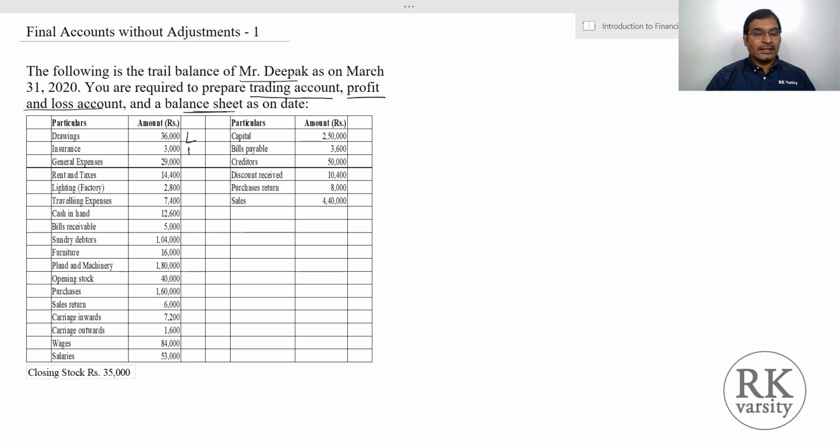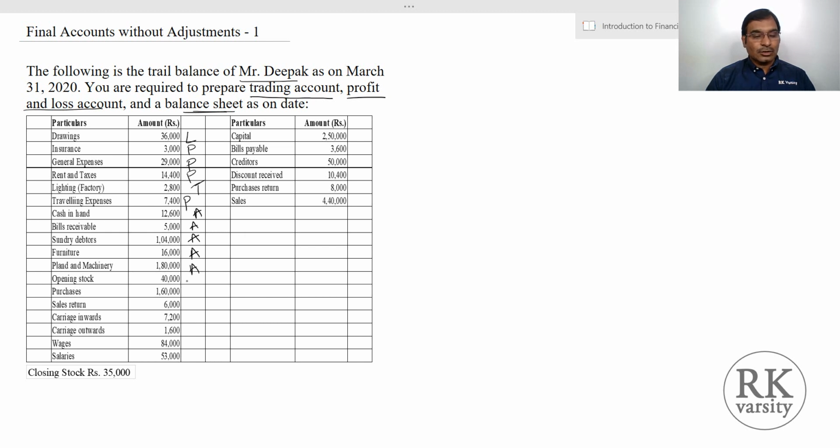Insurance is an indirect expense, so this appears in the profit and loss account. General expenses is again an indirect expense, appears in the profit and loss account. Rent and taxes, indirect expense, appear in the profit and loss account. And lighting for a factory is a direct expense, so it appears in the trading account. Traveling expenses is an indirect expense, so it appears in the profit and loss account. Cash in hand is an asset, so it appears in the balance sheet, that is the asset side. Bills receivable is an asset, so it appears in a balance sheet as an asset. Sundry debtors is again an asset. Furniture is an asset. Plant and machinery is an asset, appears in a balance sheet.